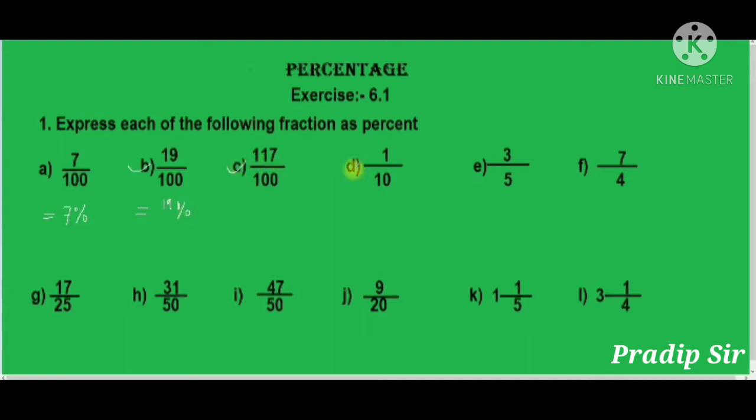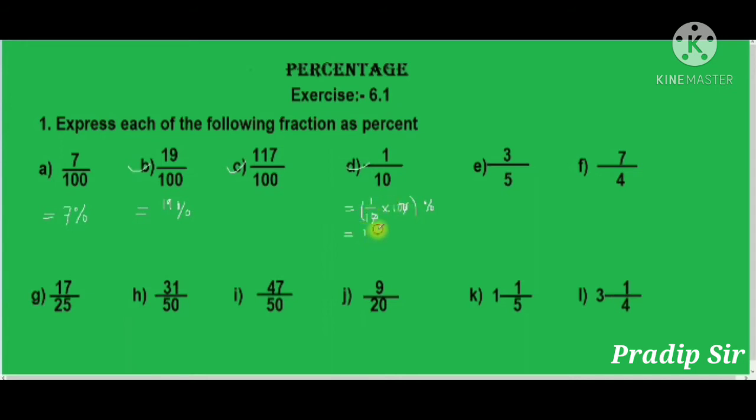Number C you can do, because 117 by 100 is written. Now number D. I already told you, if you want to convert any number, a fraction or decimal, into a percentage, you just multiply by 100. Here I will multiply by 100. You see 1 by 10 is there. We will write 1 by 10 first, then multiply this by 100. We have to convert into percentage form. So if you multiply by 100 and then outside the bracket give the percentage symbol, this is the way to convert a fraction or decimal into percentage form.